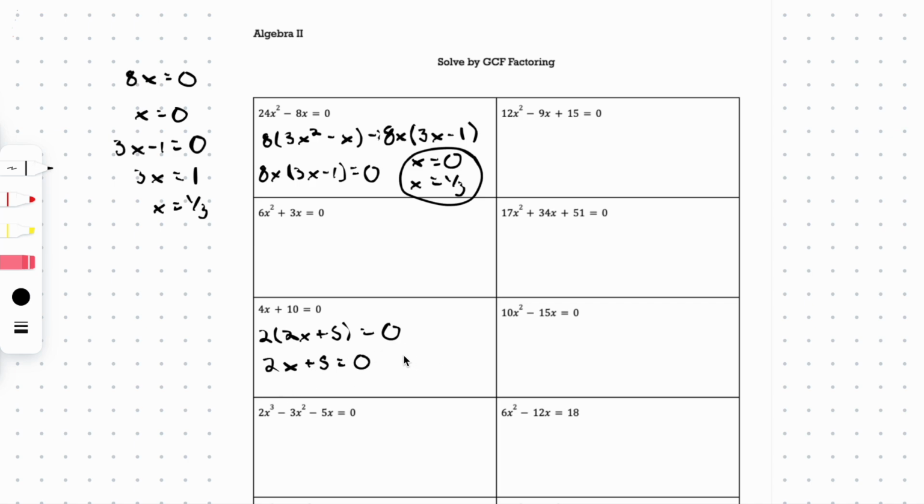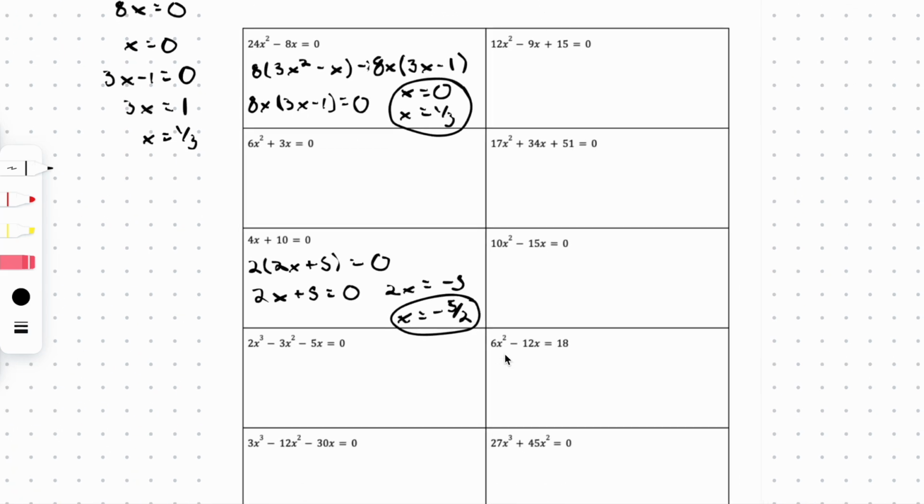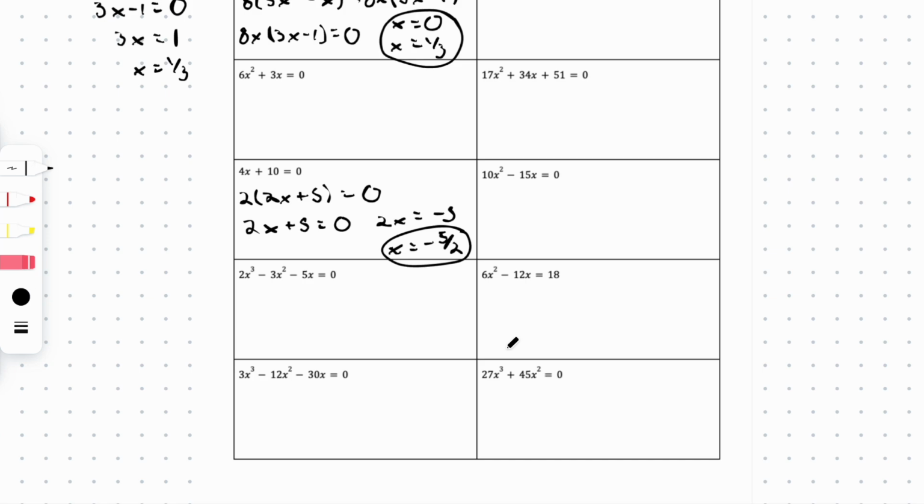So I'm going to move that 5 over and divide by 2. That gives us negative 5 halves, or negative 2.5. Great. Now, let's do this problem. First thing I'm going to do is move this 18 over, so everything's on one side. So let's do that right now.